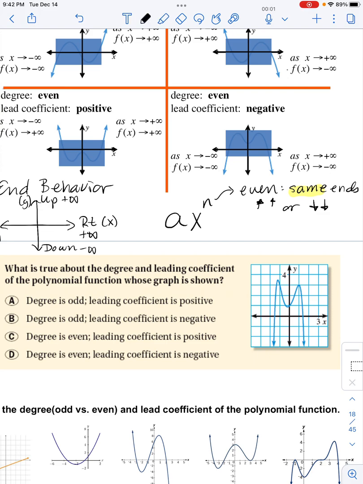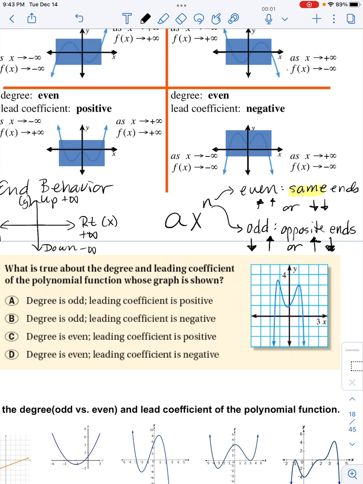If you had to take a wild guess, what happens if that degree is odd? Well, if your degree is odd, you're going to have opposite ends. So thankfully, alliteration is real, and you have odd goes with opposite, so that'll make it easier for you to remember. So if you have an odd degree and the right end goes up, the left end of your graph is going to go down because they do the opposite. Or maybe the right end goes down, then the left end will go up.